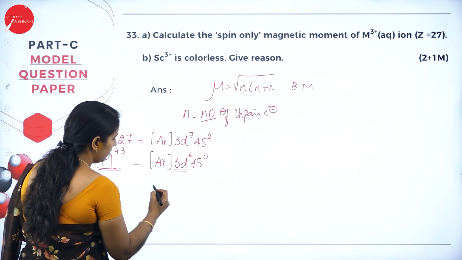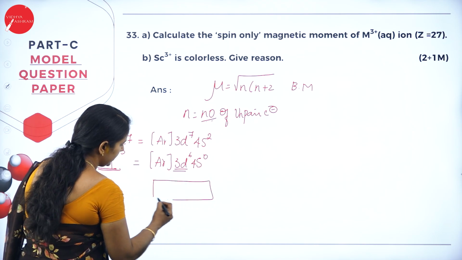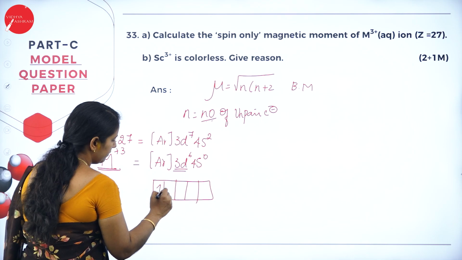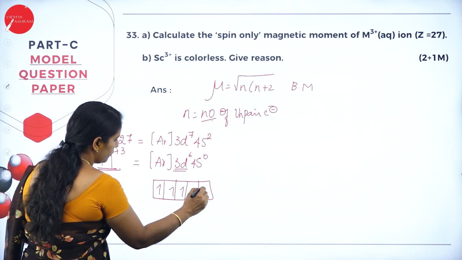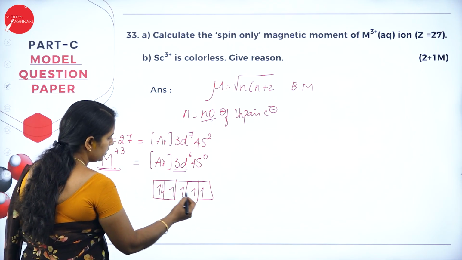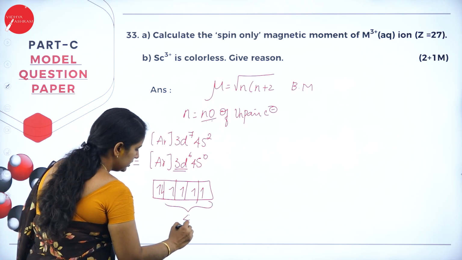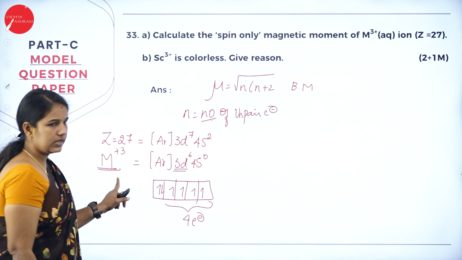Correct. 3d6, how do you write it? So write the d orbital 3, 4, 5. So how many electrons we have? 1, 2, 3, 4, 5, 6. So you can see that there are 4 unpaired electrons in the plus 3 oxidation state.